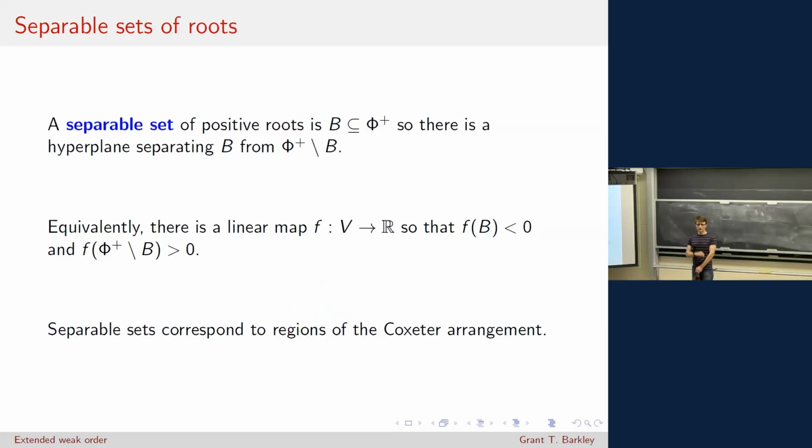All right, now I'm going to care about certain special subsets of the positive roots. The special subsets that I'll care about first are called separable sets. A set of positive roots is separable if there's a hyperplane which separates it from its complement in the positive roots. We'll see an example in a second. Another way of saying this is that there's some linear map from the vector space the roots live in to the real numbers, which sends the roots in my separable set to a negative number and sends all the other roots to a positive number. And there's a geometric interpretation for these: they correspond to regions of that Coxeter hyperplane arrangement that we were looking at.